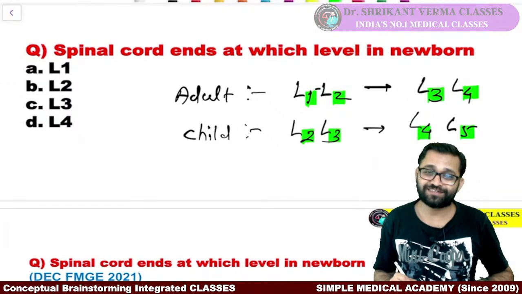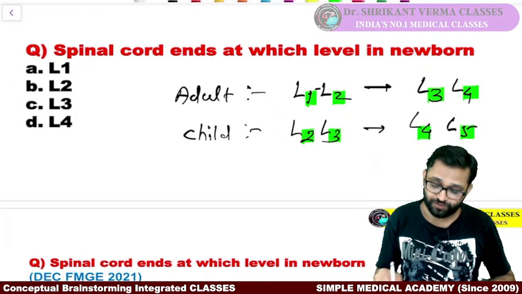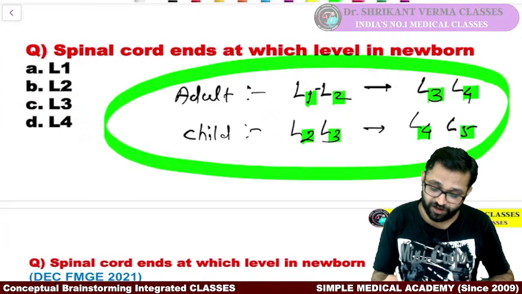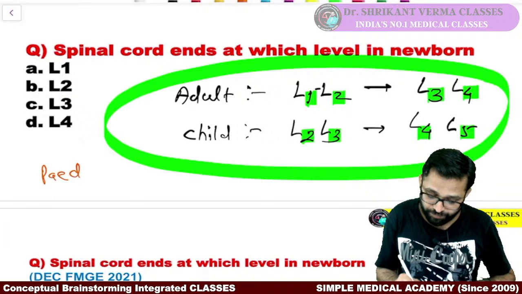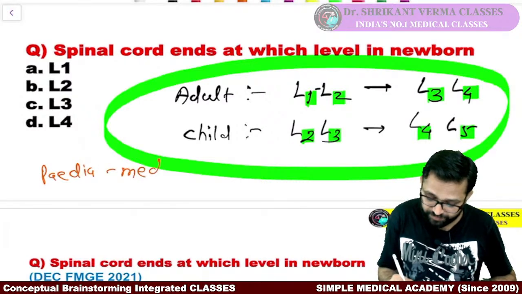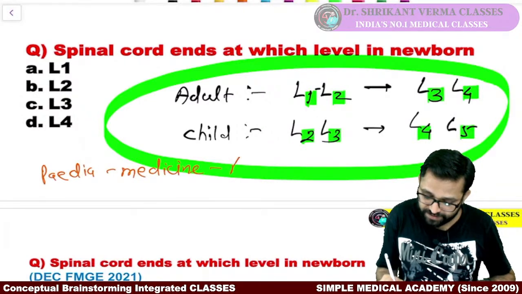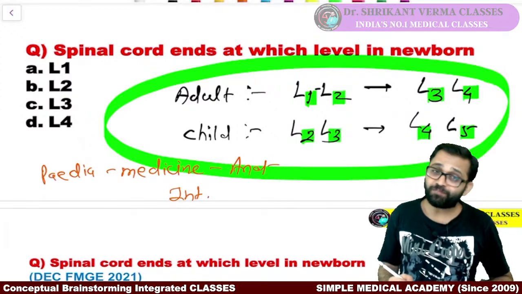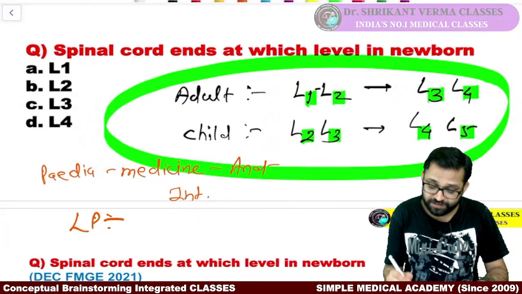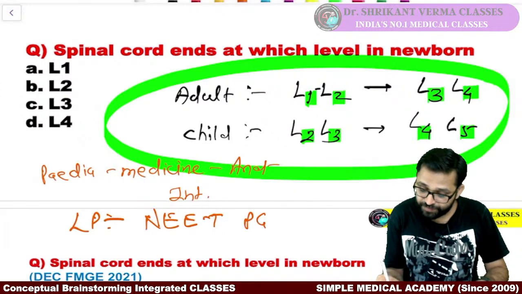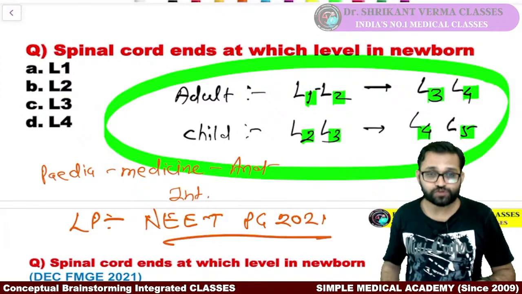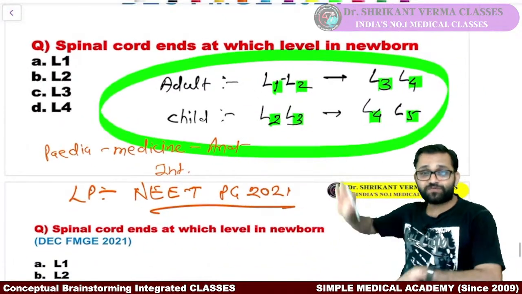So easy. Okay, so this is your pedia and anatomy integration. Pediatric medicine, anatomy, integration. Lumbar puncture is important, and lumbar puncture was asked in your NEET PG 2021 also. Okay, so this is the one easy way.